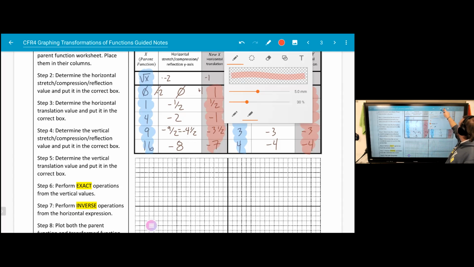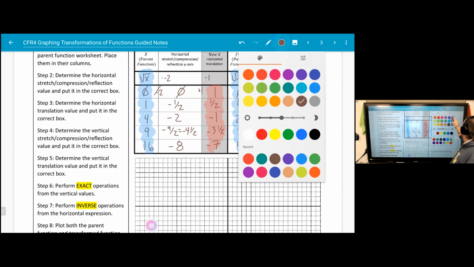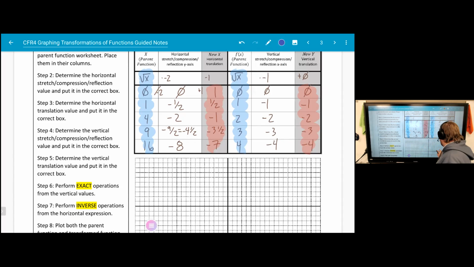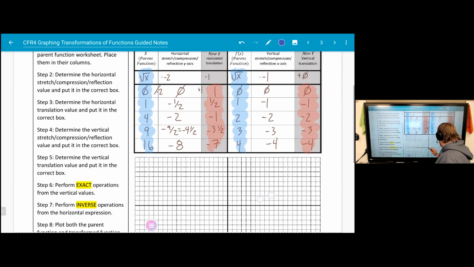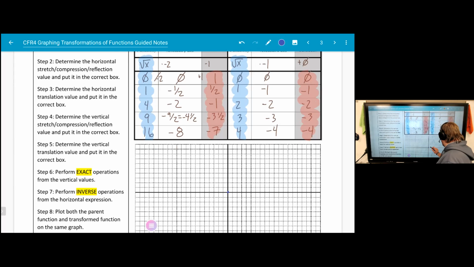So I'm going to graph the parent function in purple. Why not? Parent function purple. This said 0, 0, 1, 1, 4, 2, 9, 3, and then 16, 4. I don't know if this is on here. Hey, it is. So this graph looks something like this. This is our parent function.